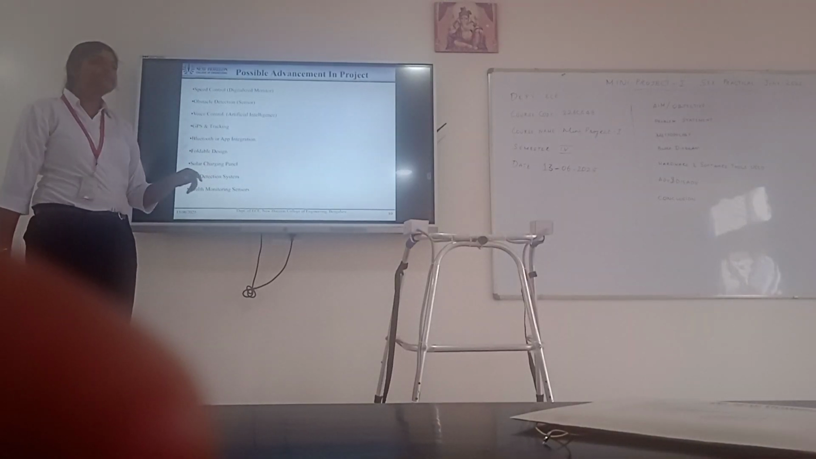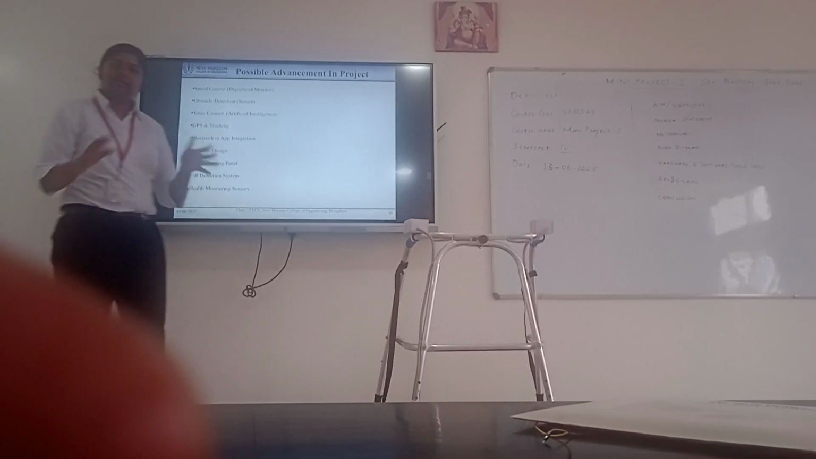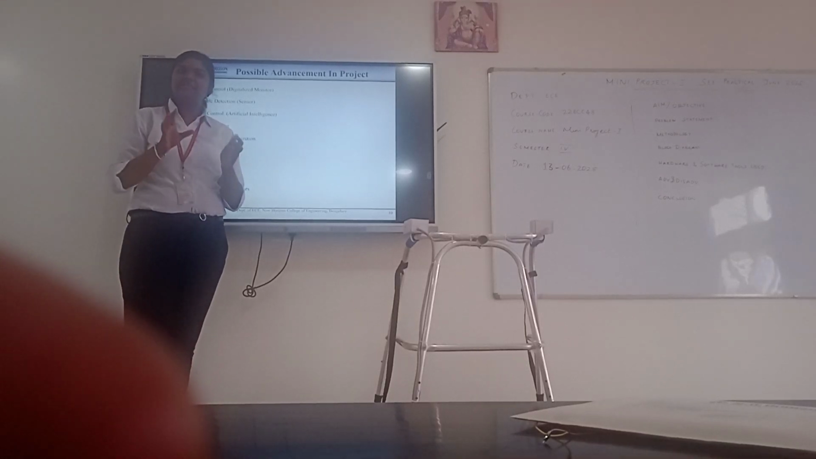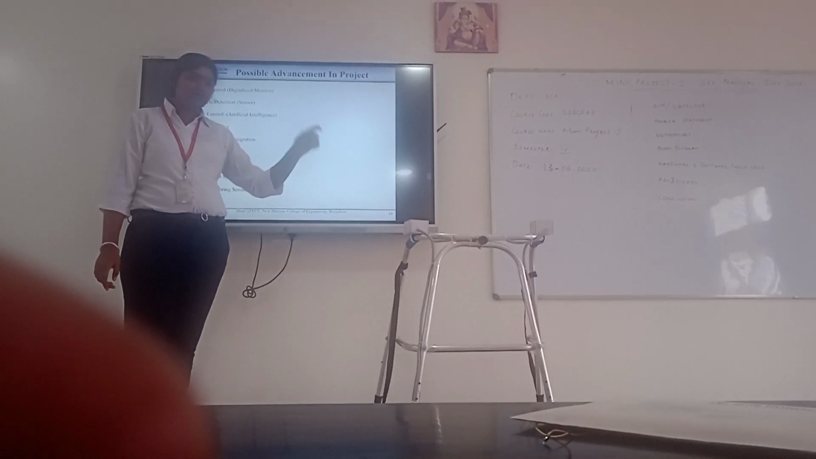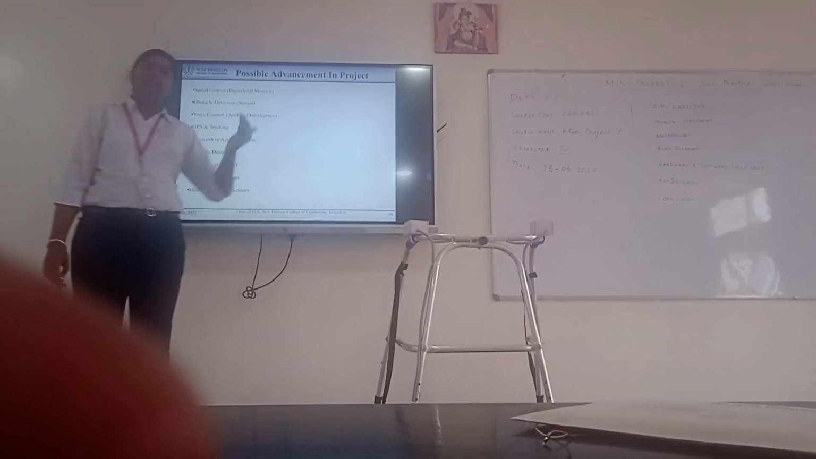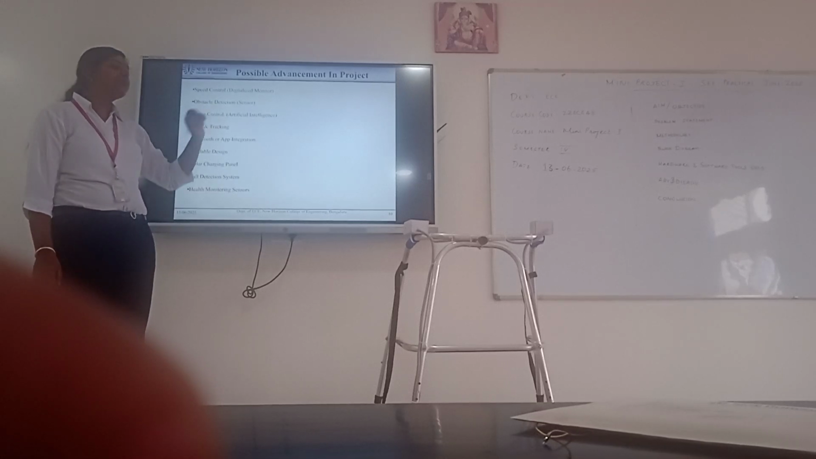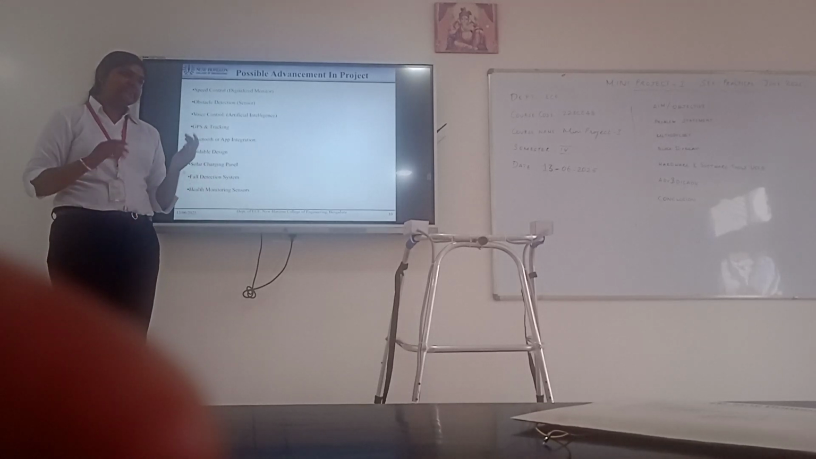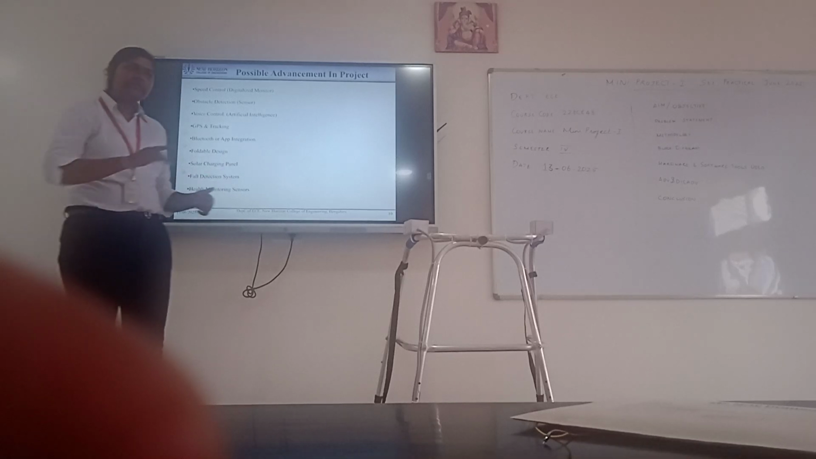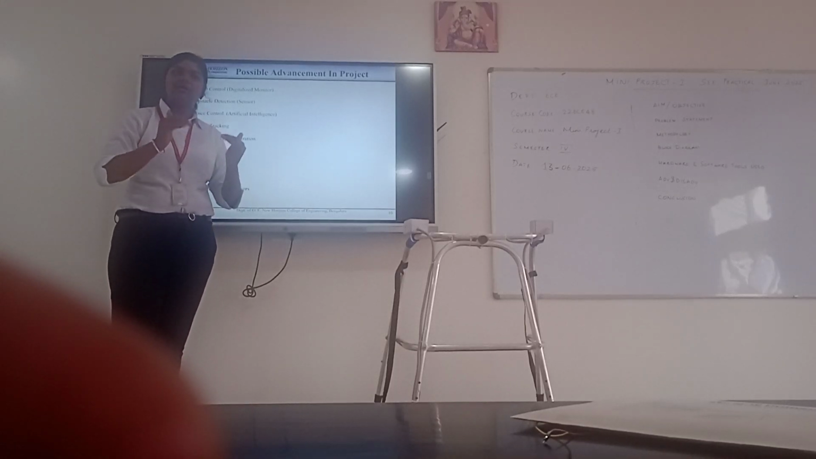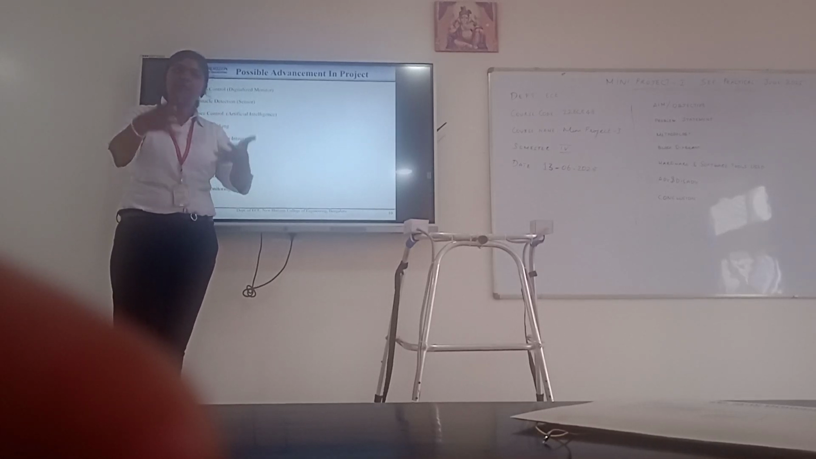So, possible outcomes and other advancements in the project. Speed control: like in a bike we can see a display of how fast we are going. The same thing we can give in this also, so the person can see how much speed he is going. And then obstacle detection: for a person who can't see, the obstacle detection sensor can sense and tell that there is something over there, so I can't move forward.